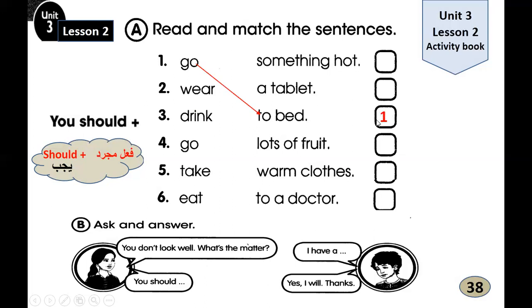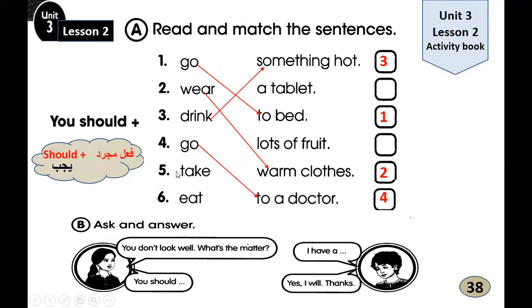Write number one inside the square يعني اكتب رقم الفعل في المربع. 2 you should wear warm clothes. يجب أن ترتدي ملابس دافئة and write 2 inside the square. 3 you should drink. أنت يجب أن تشرب something hot شيئا ما ساخن and write 3 inside the square. 4 you should go to a doctor. Write 4 inside the square.